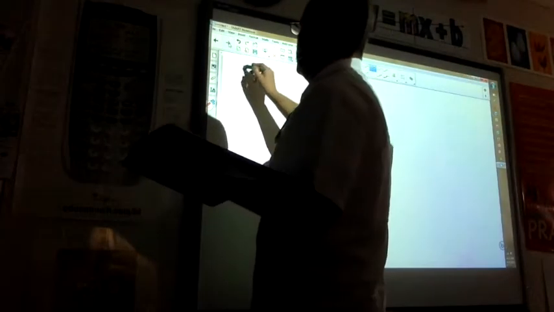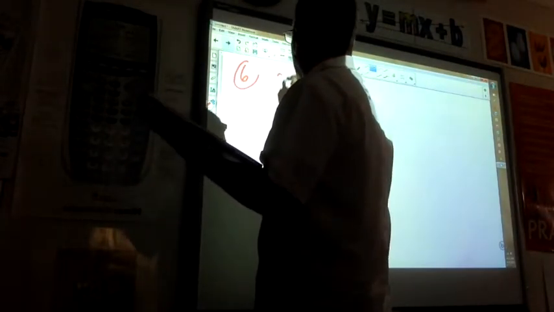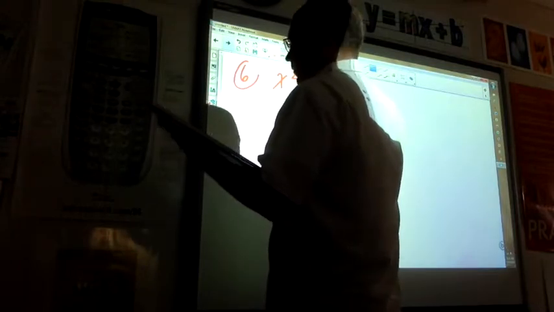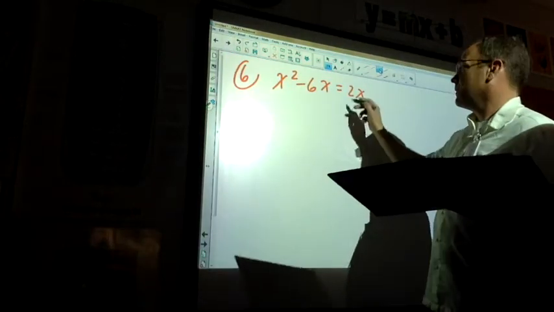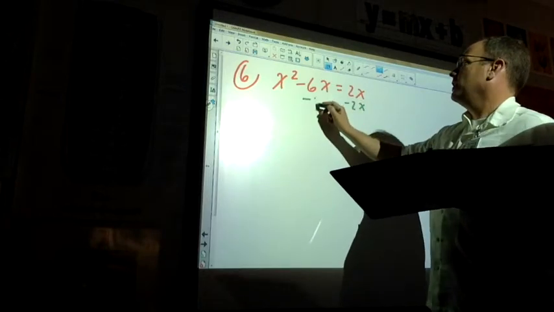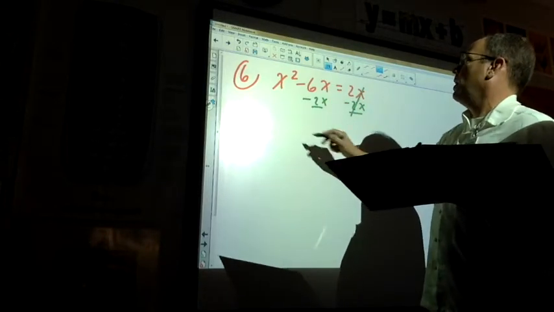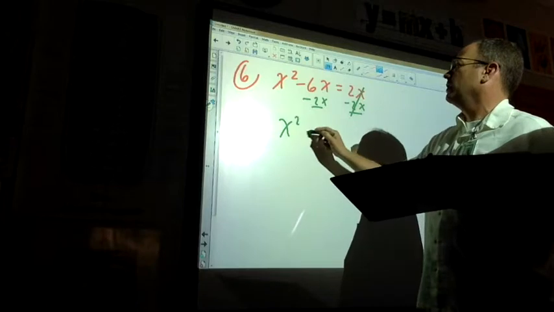Alright, problem number 6. What has to happen on number 6 before we... Minus 2x. That's right. You want both terms on one side, so it's going to be equal to 0.